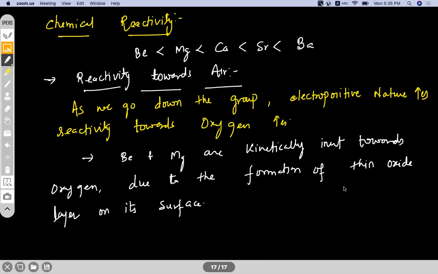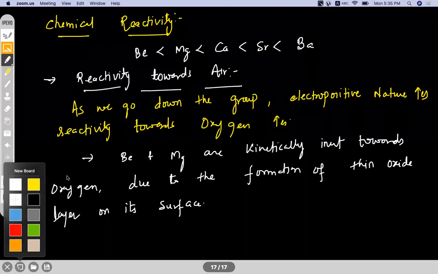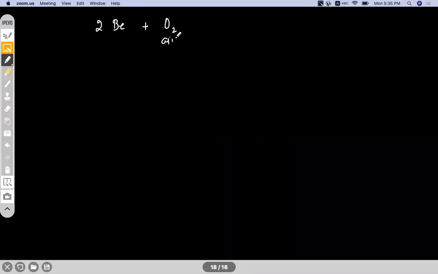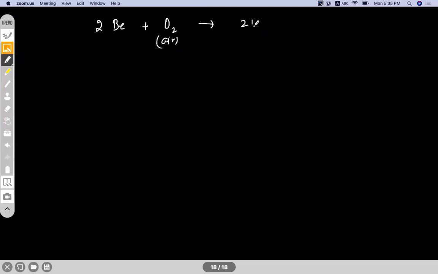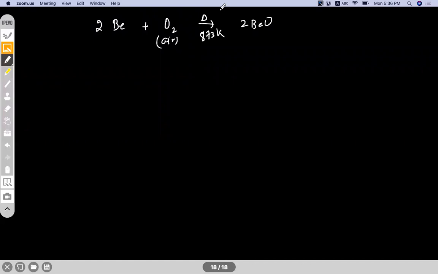But at higher temperature, they react with oxygen and nitrogen, atmospheric oxygen and nitrogen, and form oxides and nitrides. What type of oxides and nitrides they form is important. For example, 2Be plus O2 from air gives BeO. The temperature we use is 873 Kelvin or more for this reaction to proceed.